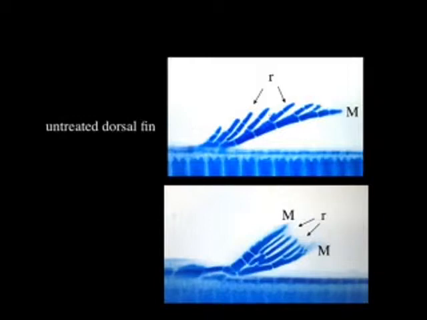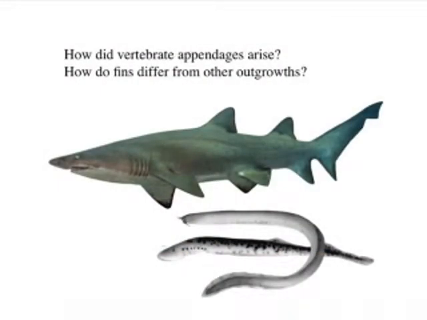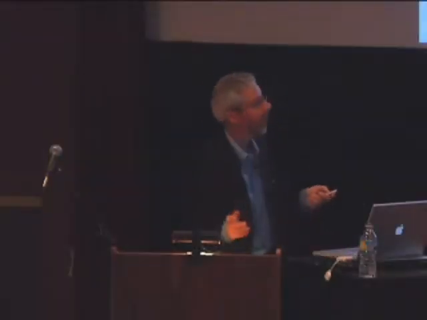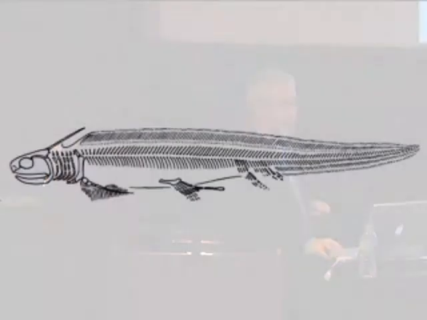Which takes us to a much deeper question: how did vertebrate appendages arise? How did that whole signaling system come about? And what could that possibly tell us about the fossil record? The first question we asked is, how do fins differ from other outgrowths in their development? And again, looking at whether it has ZPA and AER in different parts of the body.